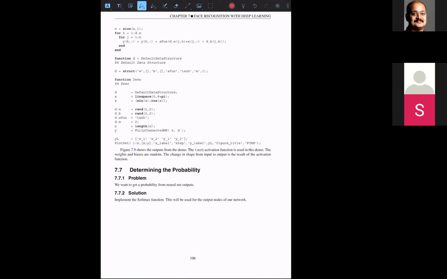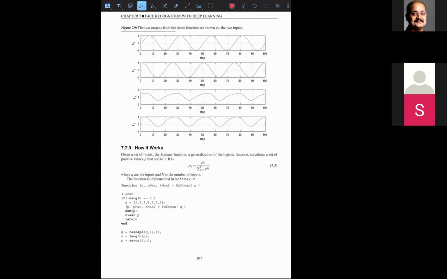Okay, now the next part is where the probability comes into the picture. What we want to do is, we got a neural network output. The neural network will never give you 100% accuracy. It will give you some result, but that result will be uncertain. So we want to estimate how much uncertainty there is, what is the probability that the result is wrong, or what is the probability that the result is right. And for that, we use something called the softmax function.